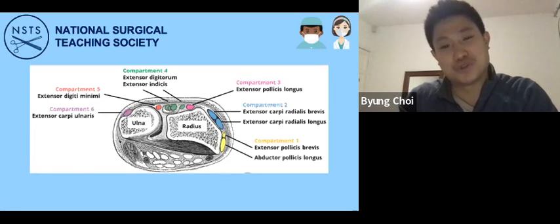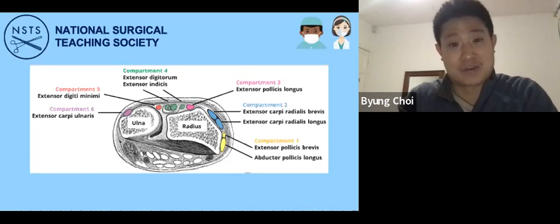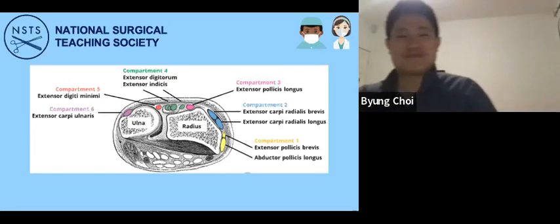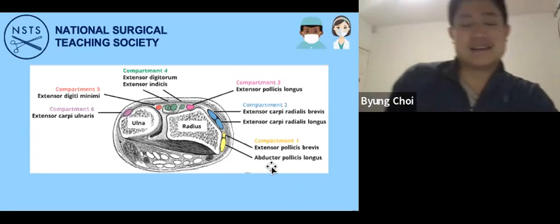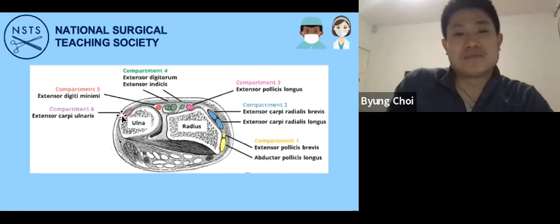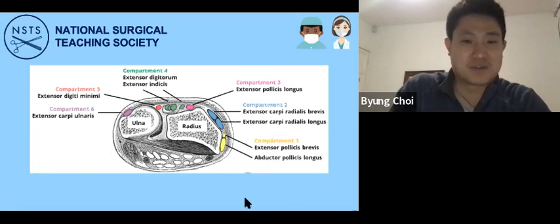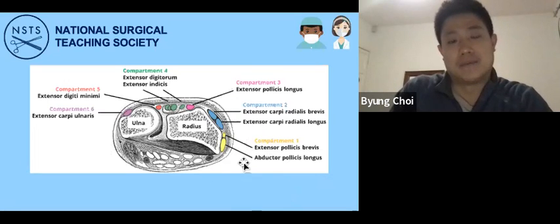Extensor compartment 2, which this question was asking about, is your extensor carpi radialis brevis and longus. Yes, thank you, Sanjana. It's the anatomical snuff box. So people have different ways of remembering this. I didn't really have a specific mnemonic, but I felt like as long as I knew compartments 1 to 3, the rest kind of fell into place.